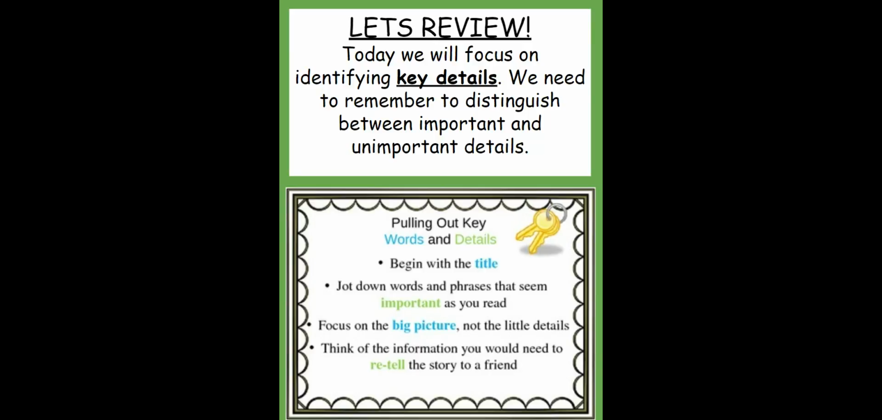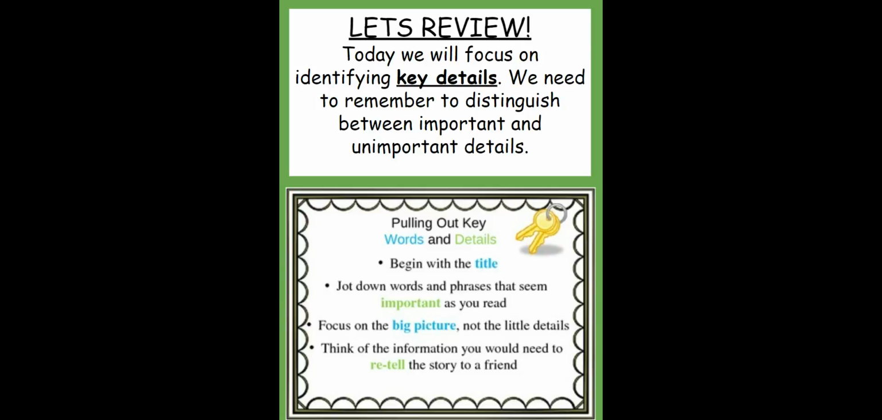Begin with the title. Remember, our title is always a good clue to identify our key details and help us figure out the main idea of our story. Jot down words and phrases that seem important as you read, and we do that as we annotate. We want to focus on the big picture, not the little details or just one single paragraph.